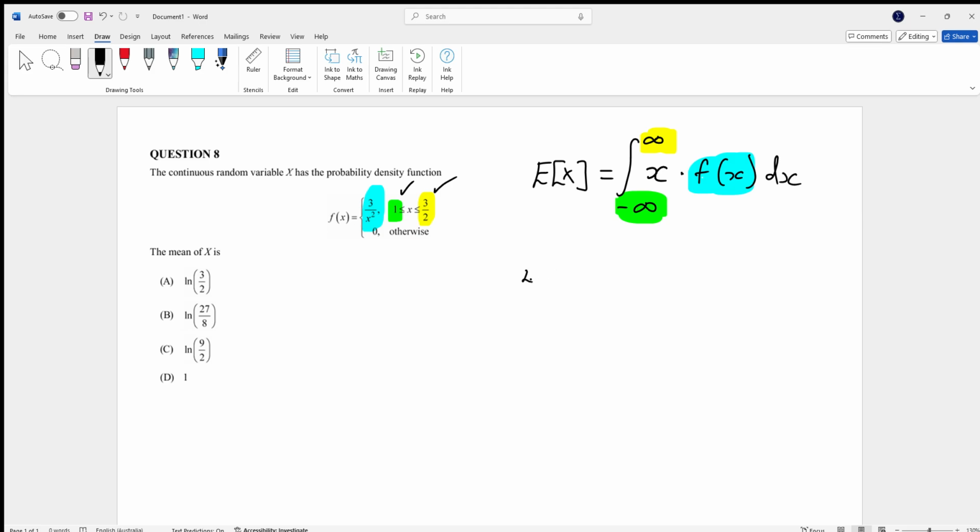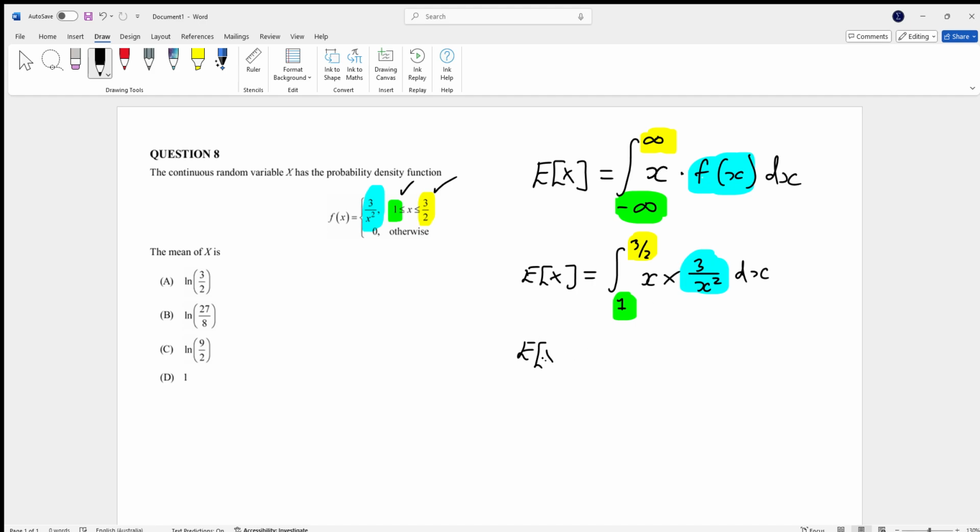So first of all, we write it like that. The integral between 1 and 3 over 2 of x times 3 over x squared dx. So you can see I've placed everything exactly where it needs to be. I think the infinities confuse everyone, but they're just placeholders. So what we do next is simplify this before we integrate it.